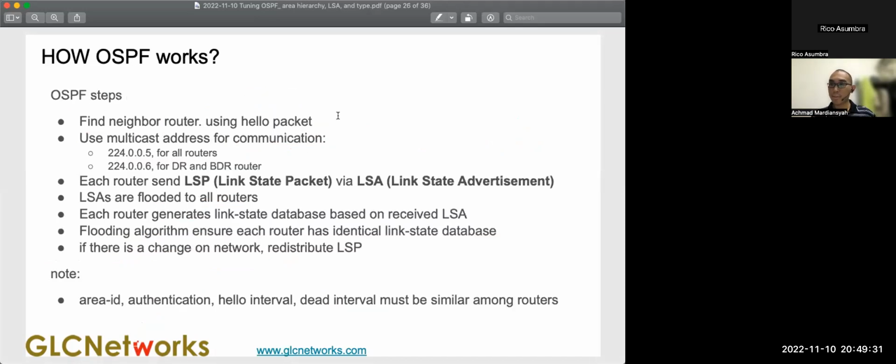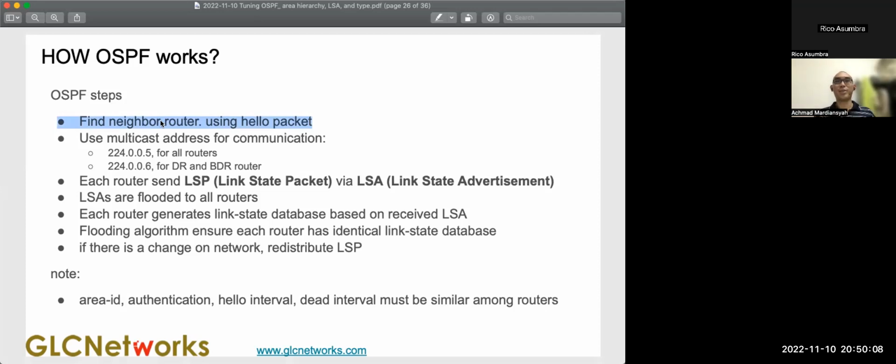This is how OSPF works. We use hello packets. One router sends hello packets to another router: are you there? Is there somebody here? Previous week we already discussed how to tune the network type, broadcast or point to point. If everything is okay, the default network type is enough.